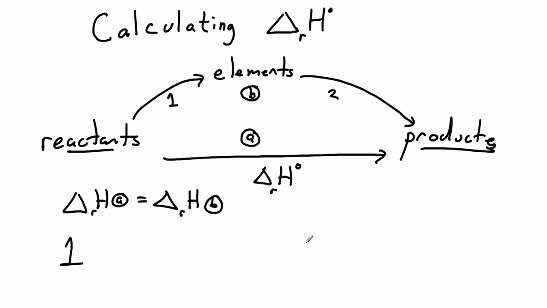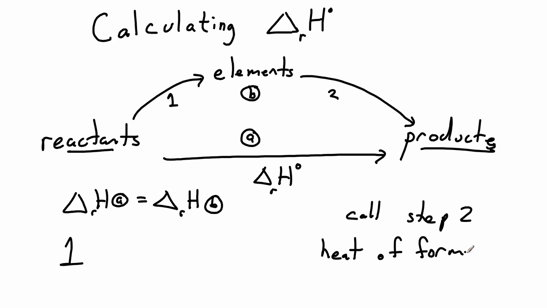Let's do step 2 first. Let's call step 2, what are we going to call that? Let's give it a name. Let's call it the heat of formation, because we're forming compounds from the elements. So it's the heat of formation of products.